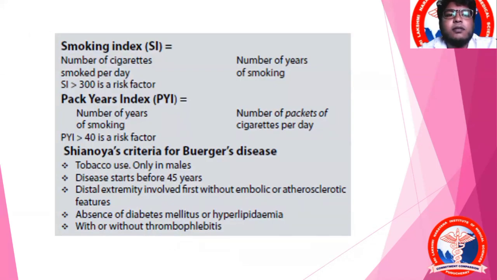Smoking index is the number of cigarettes smoked per day multiplied by number of years of smoking. If smoking index is more than 300, it's a risk factor. Pack years index is number of years of smoking into number of packets of cigarettes per day. If pack year index is more than 40, it's also a risk factor.